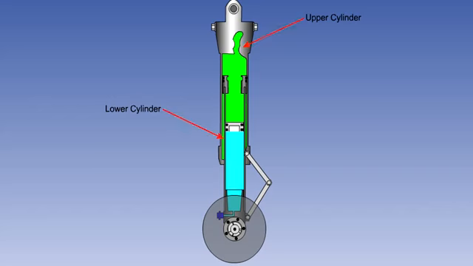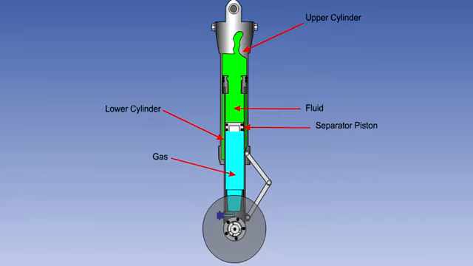A simple oleo-pneumatic strut consists of two concentric cylinders, one free to slide inside the other. The cylinders are filled with hydraulic fluid and gas. The fluid and gas are kept apart by a separator piston.